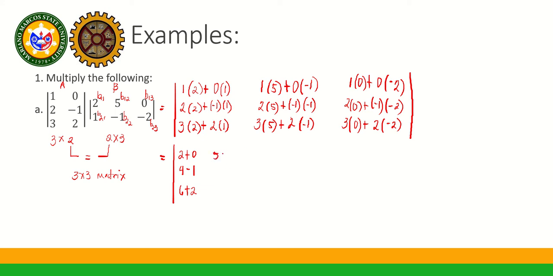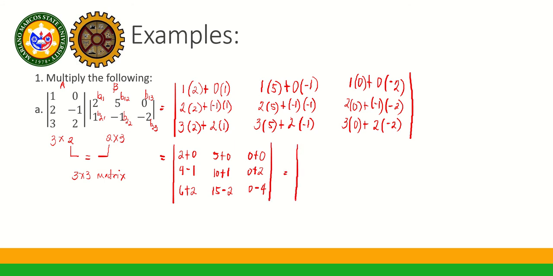0 times negative 1 is 0. 2 times 5 is 10. Negative 1 times negative 1 is positive 1. So, plus 1. 3 times 5 is 15. 2 times negative 1 is negative 2. And then 1 times 0, that is 0. 0 times negative 2 is 0. So, 2 times 0 is 0. Negative 1 times negative 2 is positive 2. And then 3 times 0 is 0. 2 times negative 2 is negative 4.